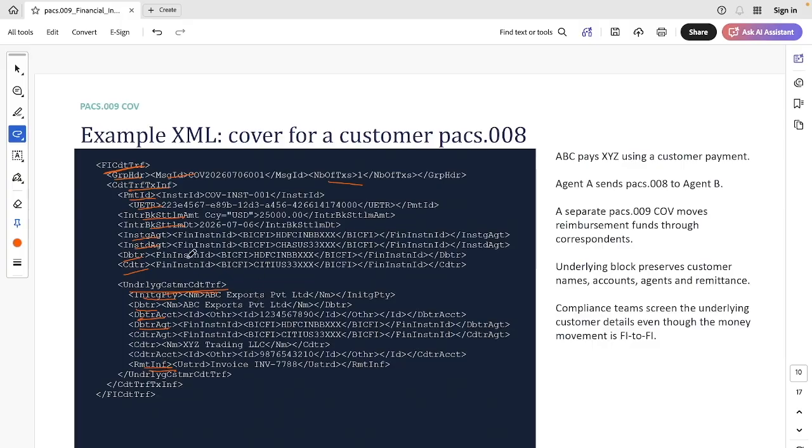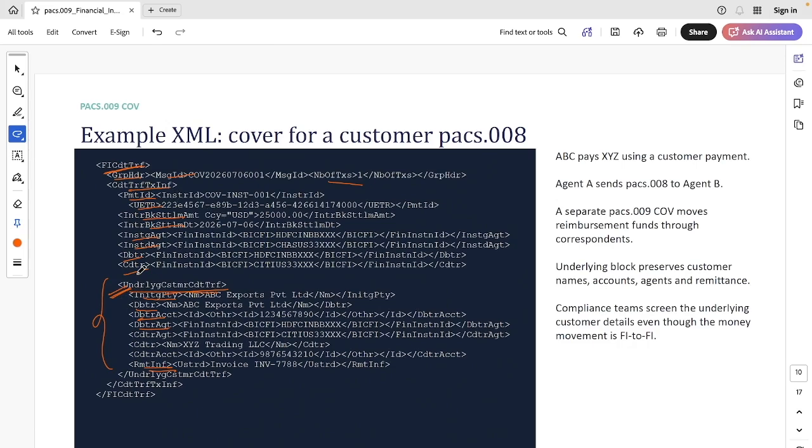Now, because this is a cover payment, the pacs.009 cover must carry the underlying customer information. Because even though the money movement is bank to bank, regulators and banks still need the visibility into the real originator and the beneficiary of the underlying customer payment. So you must be able to understand that if the pacs.009 contains this underlying customer credit transfer, if you see this particular block, you should be able to understand that this is a cover message.